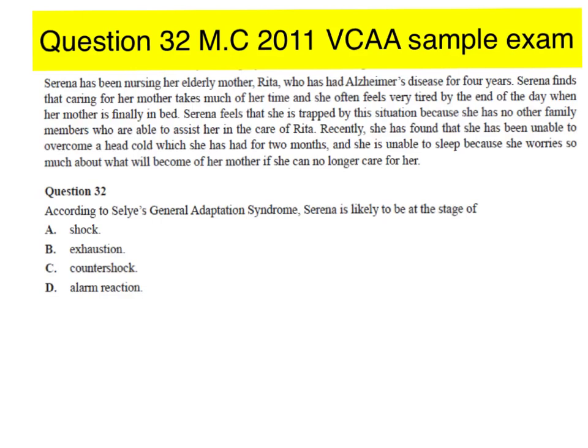Recently, she has found that she's been unable to overcome a head cold, which she has had for 2 months, and is unable to sleep. She worries much about what will become of her mother if she can no longer care for her. So, key points here: she's unable to overcome head cold, she's had it for 2 months, unable to sleep, she's worrying, and she can no longer care for her.